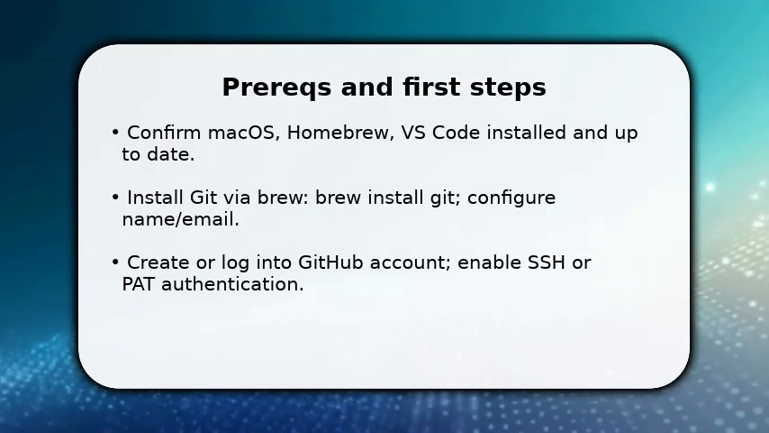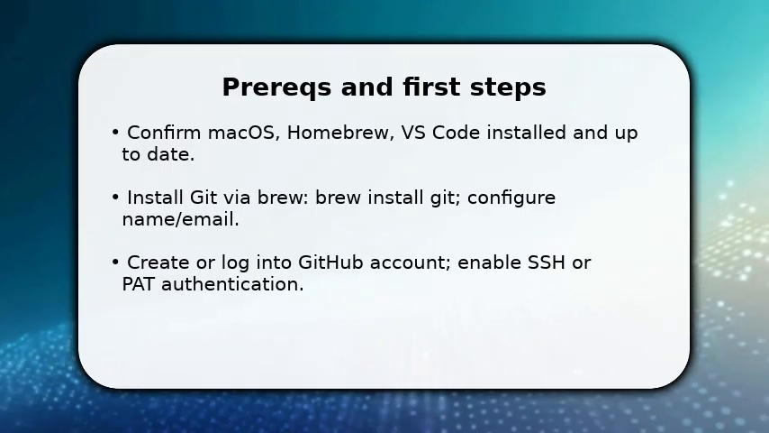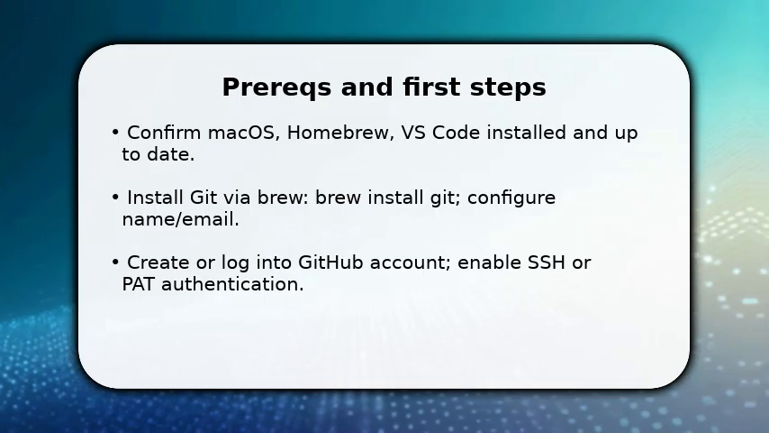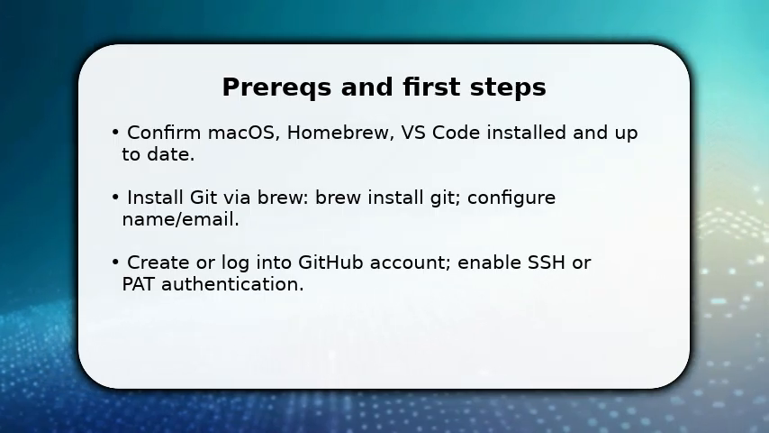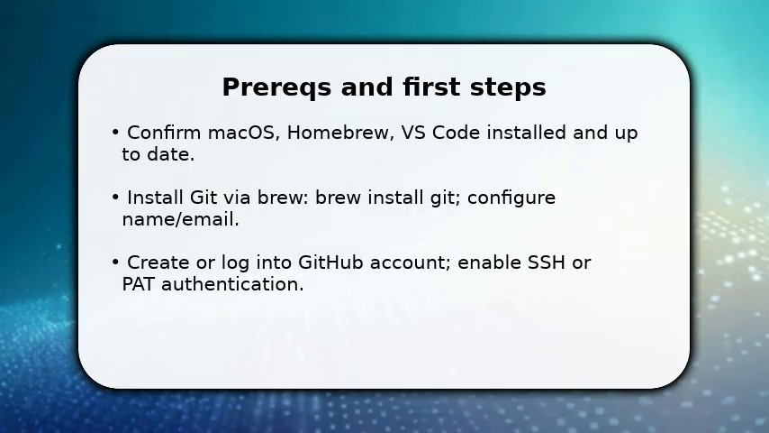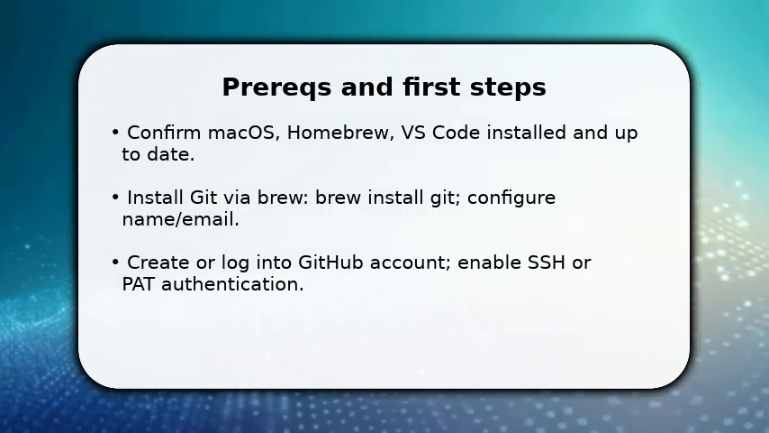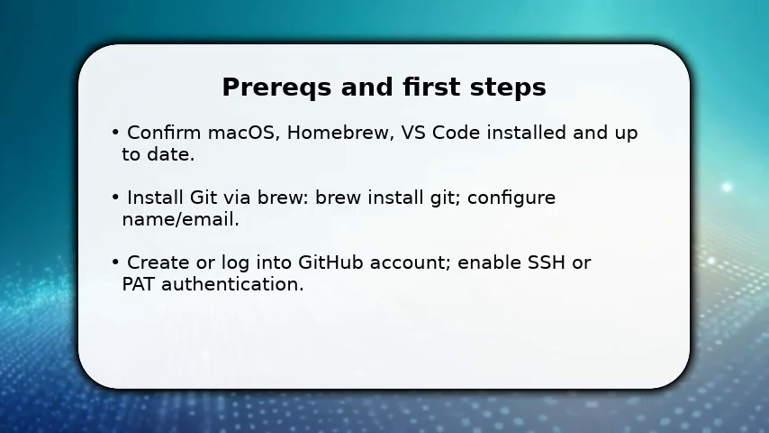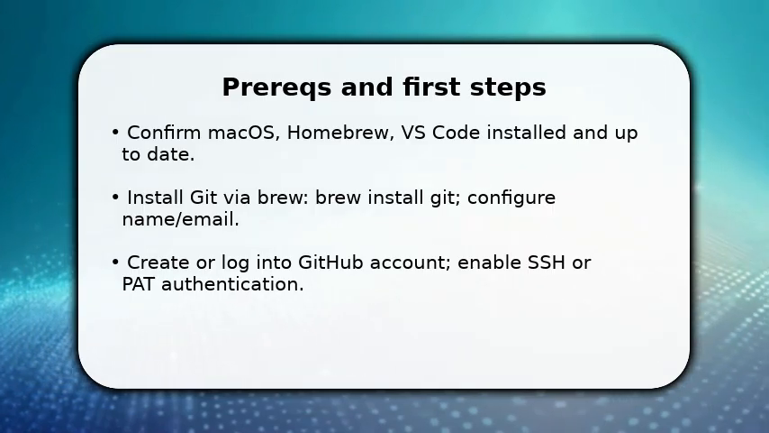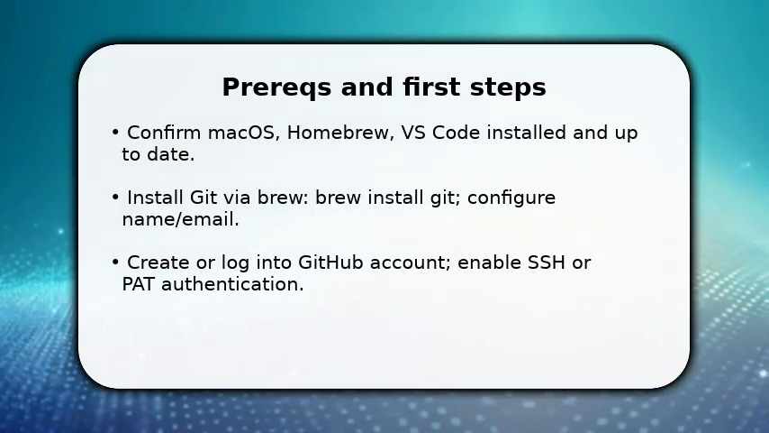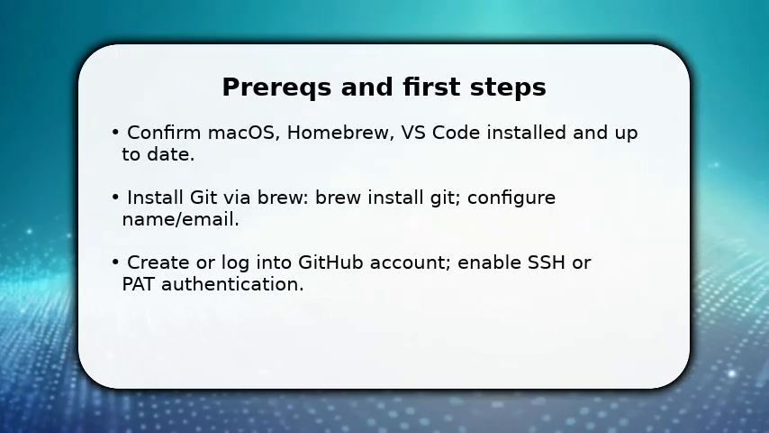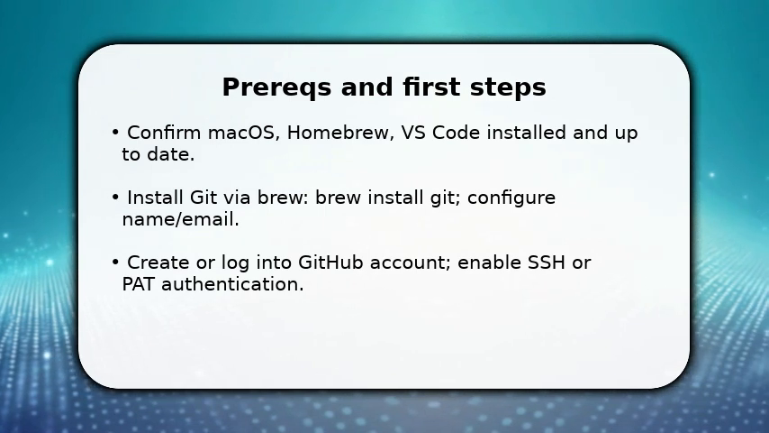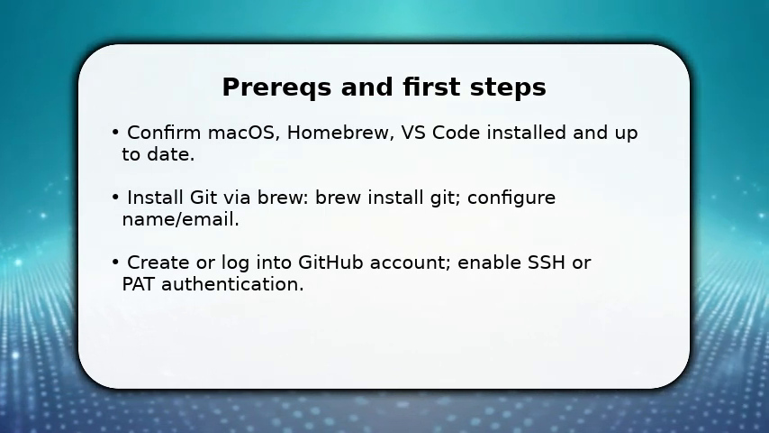You start by verifying prerequisites: macOS updated, Homebrew and VS Code installed. Next, install Git with Homebrew and set git config user.name and user.email so commits are attributed. Once done, decide SSH versus personal access token for authentication and log into your GitHub account. Make sure you have a repository ready or create one now. This early configuration prevents permission errors later and lets VS Code integrate smoothly with your Git workflow.